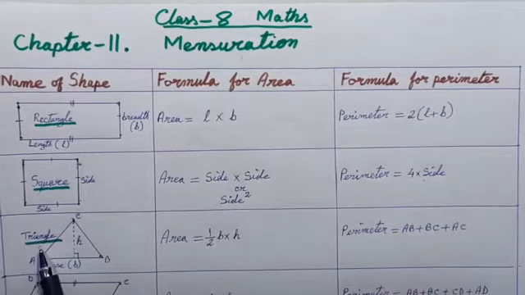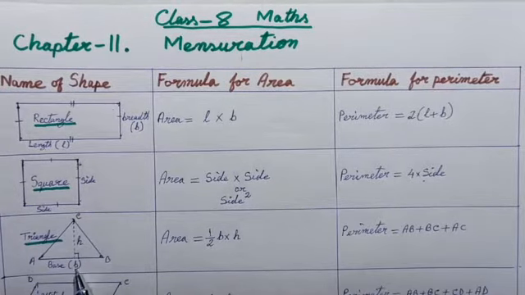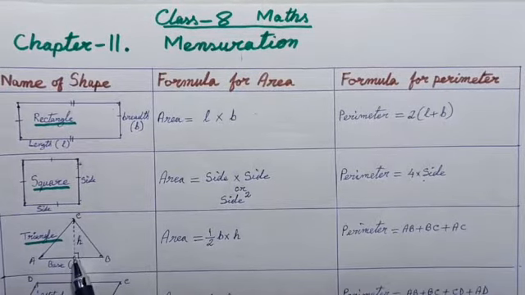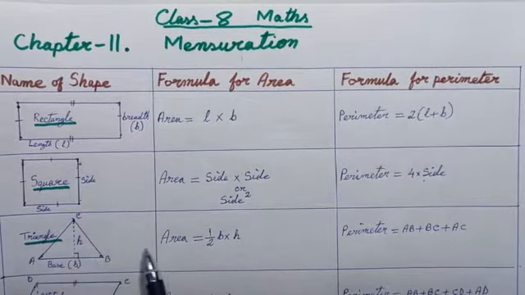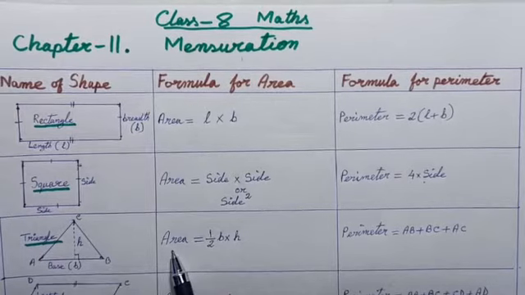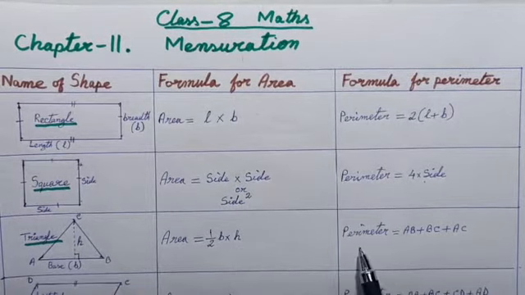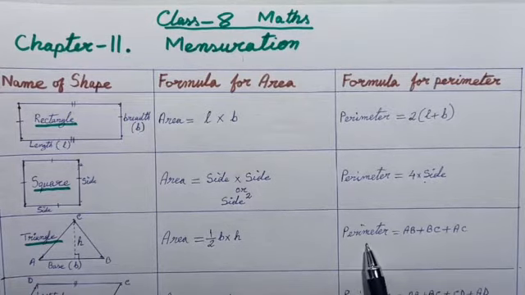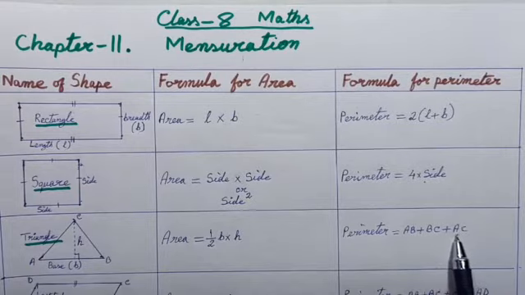Now this is a triangle. Here AB is the base, represented by B, and this is the perpendicular line, called height or altitude. The formula to find out area of a triangle is half base into altitude, height. And the formula to find out perimeter of a triangle is the sum of the lengths of the three sides, AB plus BC plus AC.